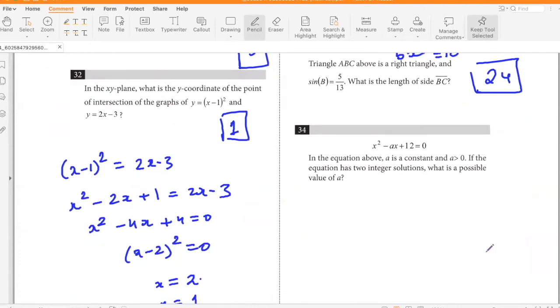In the equation above, A is a constant and A is greater than 0. If the equation has two integer solutions, what is the possible value of A? Okay, so I can take my integer solutions as 3 and 4 because then I can say (x minus 3) times (x minus 4) is x squared minus 7x plus 12. So then I can take A as 7.